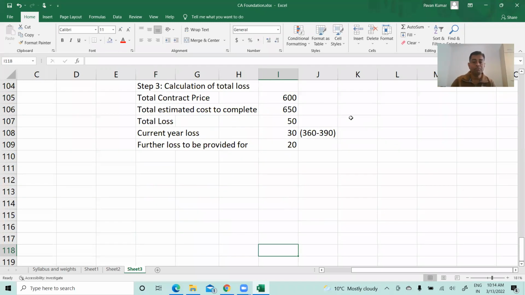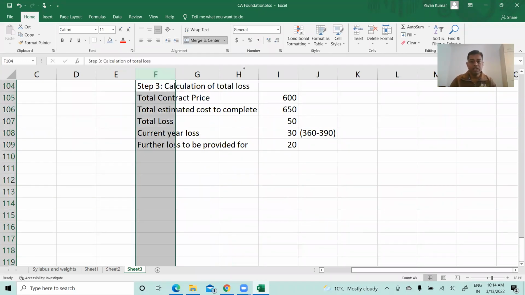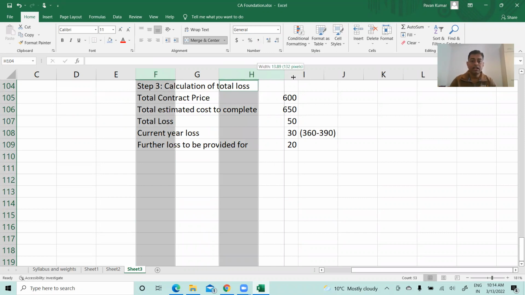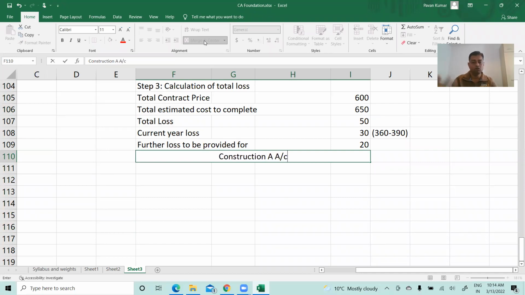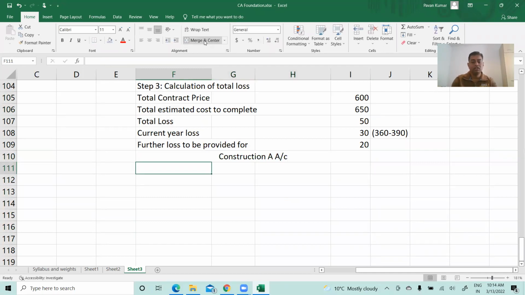Okay, now if I prepare my P&L, my P&L looks like this. Construction account. In real life it would be something like construction XYZ, or if you are constructing in, say for example, Hyderabad Amirpet, you will write Amirpet construction account. So here we write construction account. Construction account is nothing but a P&L. Okay, particulars, rupees.